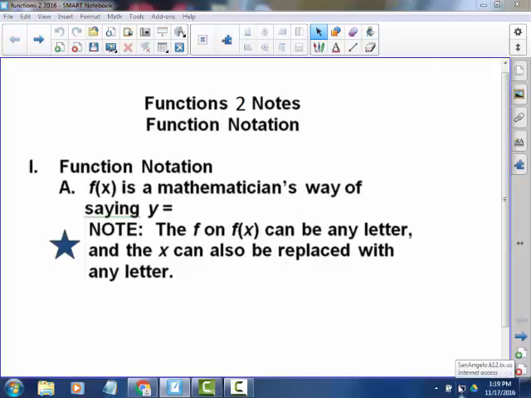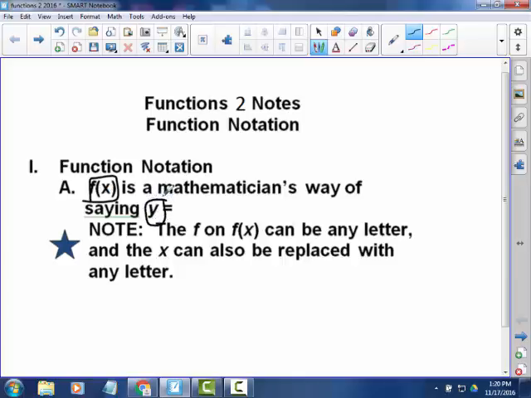In Functions 2, we're going to talk a little bit about function notation. What we want to look at here is that instead of using y equals mx plus b, we're going to look at using f of x. We've done that some already this year, so that shouldn't be new. But f of x is y. Y is f of x.